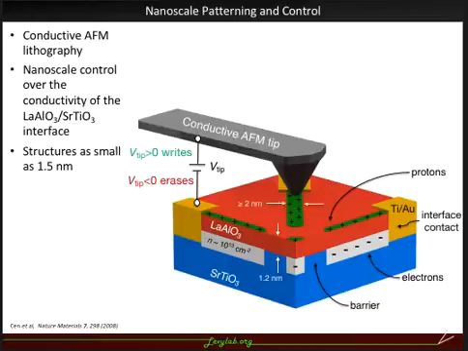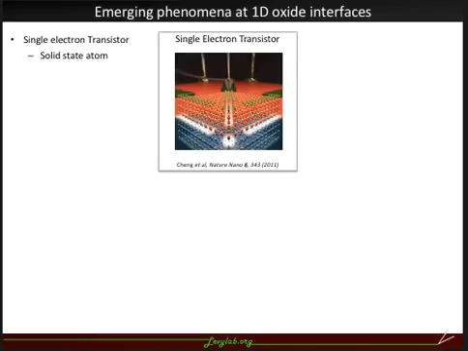These wires or these structures can be as small as 2 or even 1.5 nanometers. And with this technique, we can also erase by applying a negative voltage to the tip, which would allow us to selectively erase the structures and create barriers or constrictions. And so with this technique, we can do a variety of things, such as create single electron transistors at the interface. And this single electron transistor is essentially a solid state atom. It's a 1.5 nanometer conducting island, which is then precisely controlled. And so if we want to build quantum materials, we need to start with an atom.